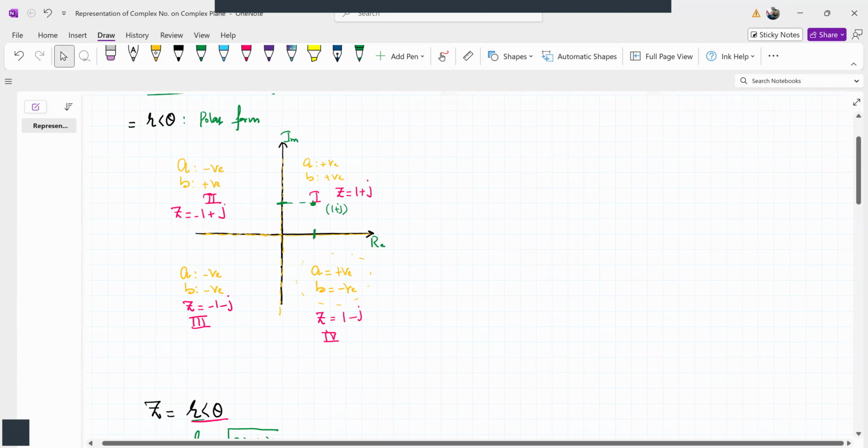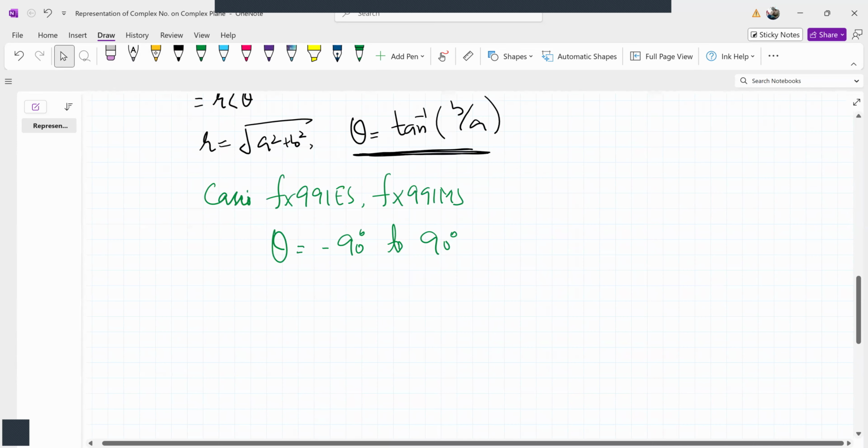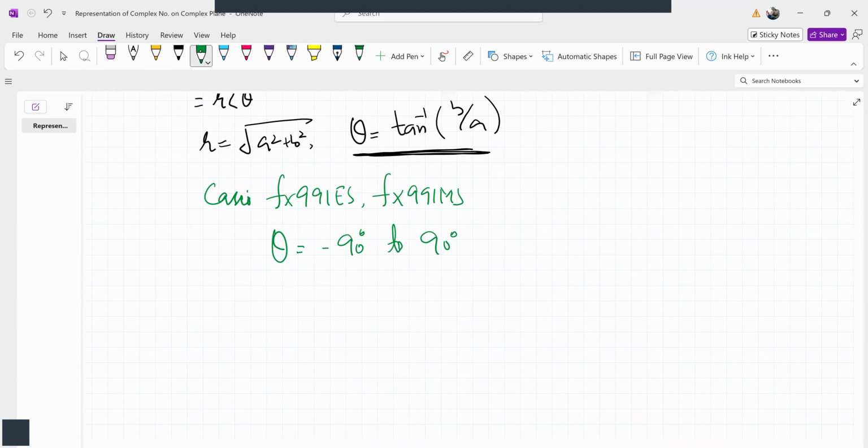This is the first quadrant and fourth quadrant. So the result tells us that the complex number always lies either in the first quadrant or the fourth quadrant. For example, let me illustrate what I meant by this with one problem.